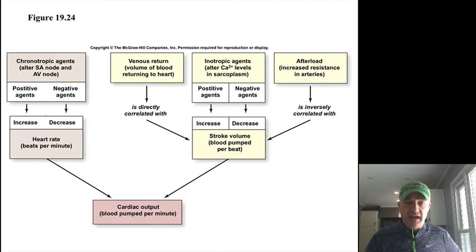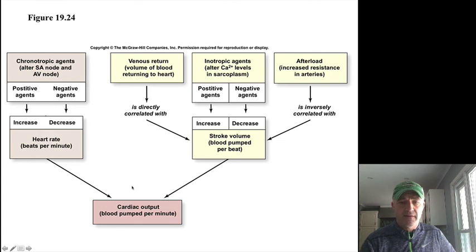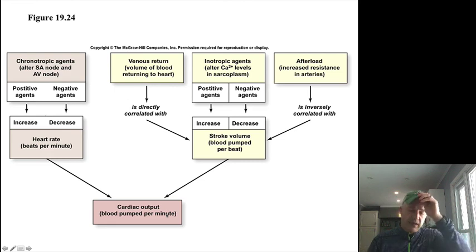And this ties it all together here. A nice little diagram showing all this. The positive and negative chronotropic agents and how they can influence either an increase or decrease in heart rate. The venous return is directly related to stroke volume. Afterload is inversely related to stroke volume. And we can see the inotropic agents can be positive or negative. But really the combination of stroke volume times heart rate is going to be our cardiac output. So again, just making sure you understand this.